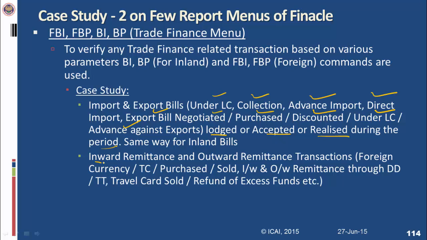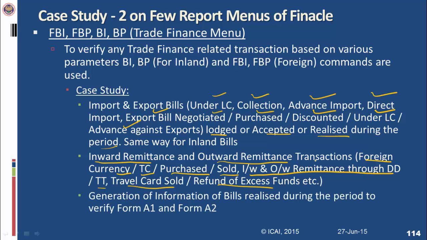Moreover, we can generate the report on inward remittances, outward remittances, that is foreign currency transactions, TC transaction, purchase transaction, sales transaction, inward and outward remittance through DD, TT, travel card, refund of excess fund, etc. can be verified. Generation of information for bills realized during the period to verify form A2. Now A1 is redundant, so we'll not have the A1 forms. Recently, the government have amended and dropped the form. So form A2 we can generate the information also.